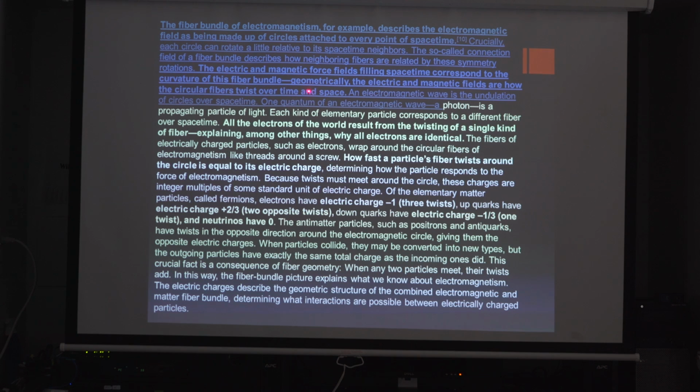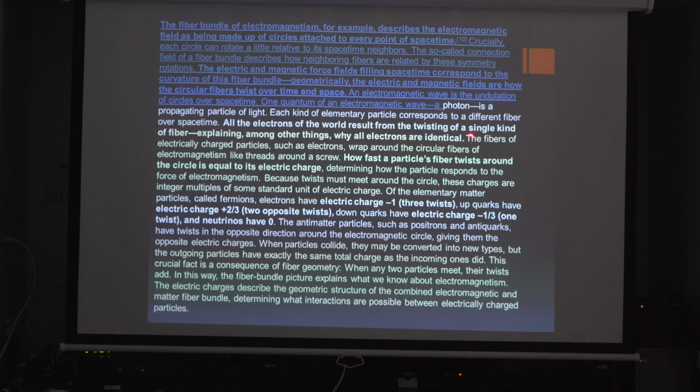The electric and magnetic field is how the circular fibers twist, and the circular fibers also twist around other circles, and those circles are the space-time circles. Who wrote that? This is Garrett Lisi's lay person version of describing electromagnetism.